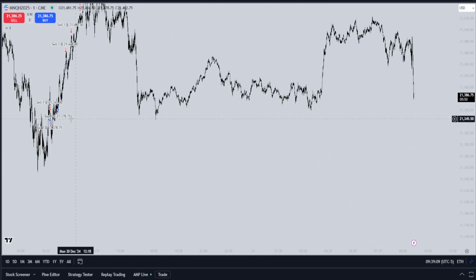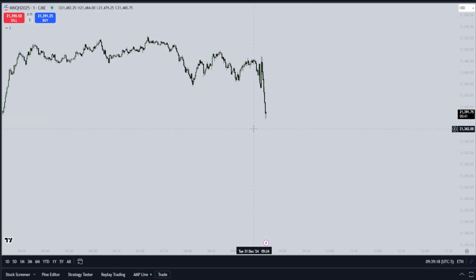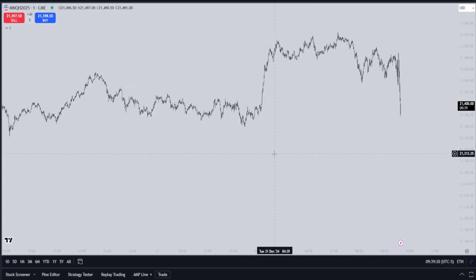So right now I will hopefully, if price closes below here, be able to look at another buy, because we are buying from a deep discount, and we will see what price does.